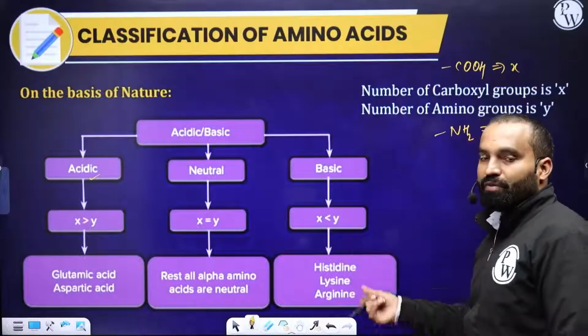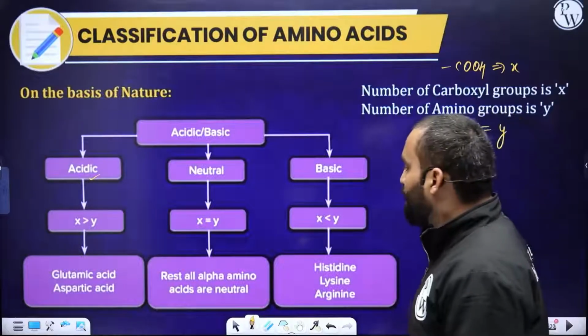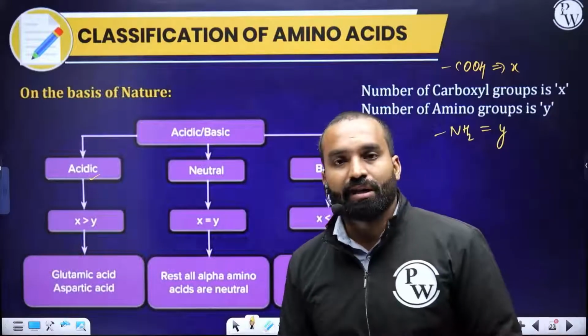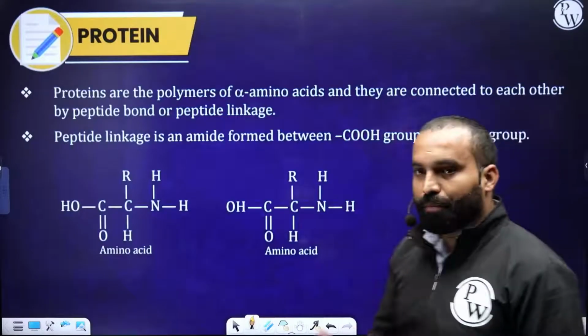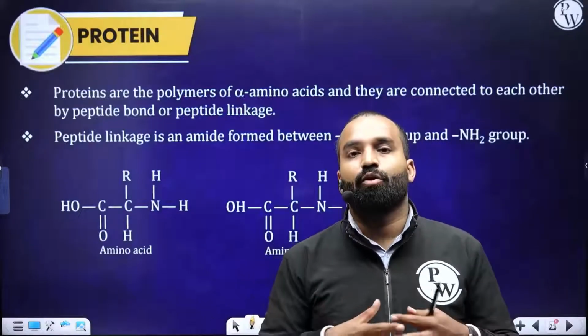Basic will be the one which has more amino groups. Examples: histidine, lysine and arginine. Neutral ones are like valine, isoleucine, leucine. These are examples of neutral amino acids. Now what are proteins? Proteins are made up of amino acids, and amino acids together will form a peptide chain.